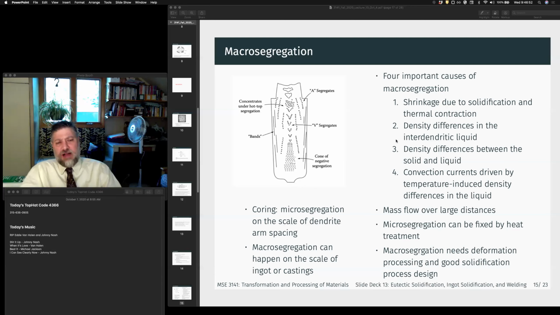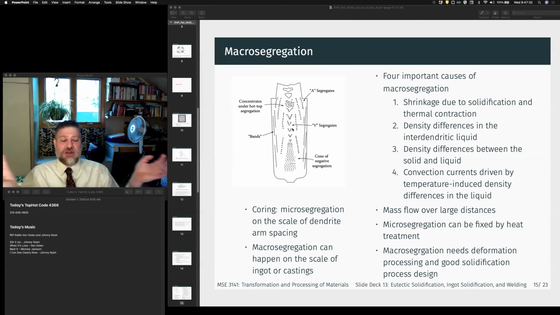But for macro segregation, we have the shrinkage, we have density differences in the interdendritic liquid, density differences between the solid and liquid. So we have gravitation, and then we have temperature-induced convection currents. So we have mass flow over very large distances, and these can be on the length of meters for really big castings.